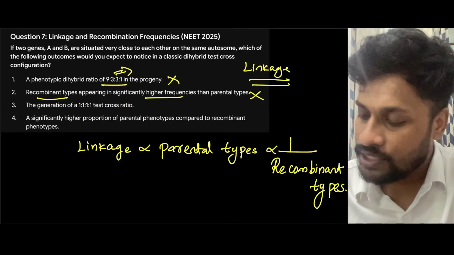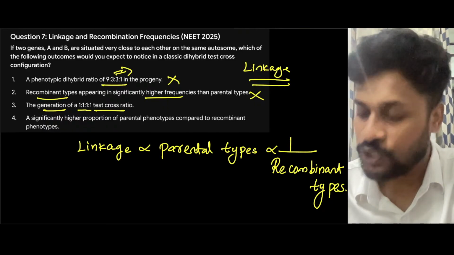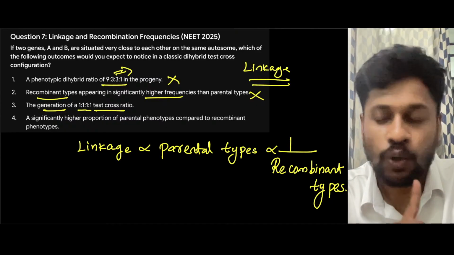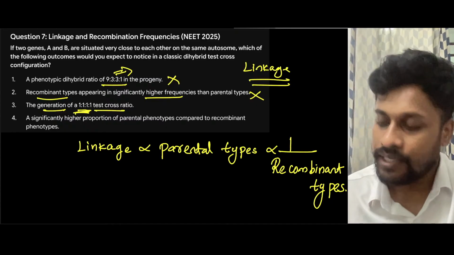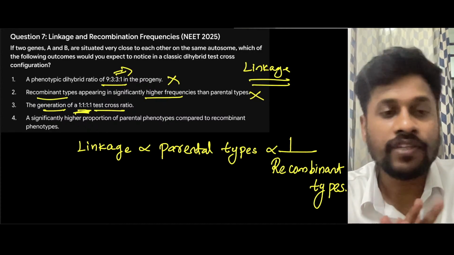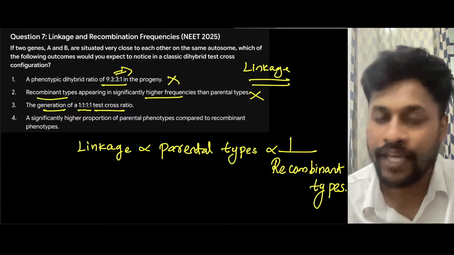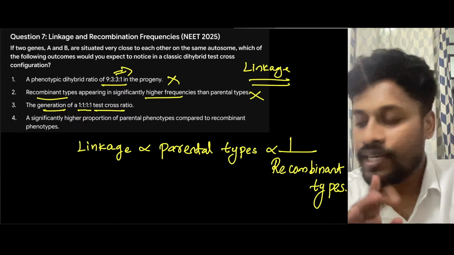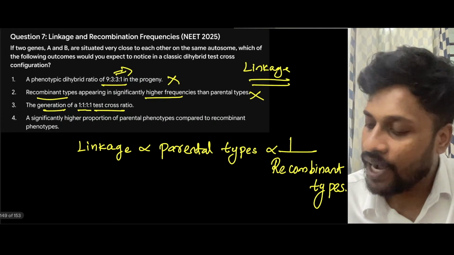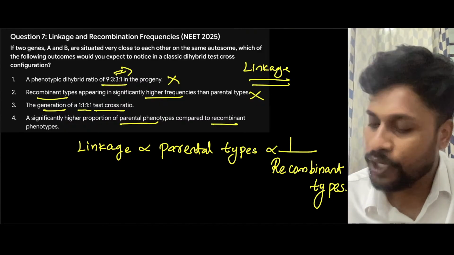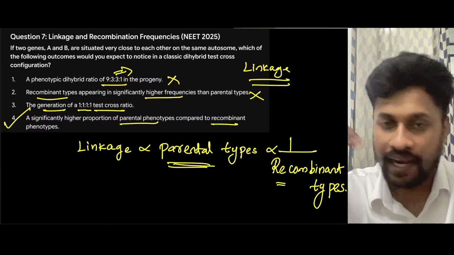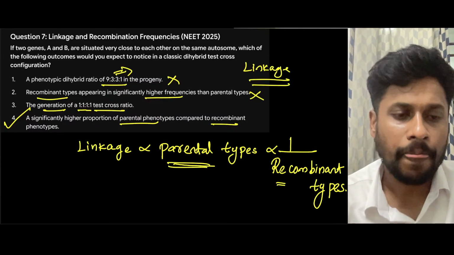Hence, it is wrong. Generation of 1:1:1:1 test cross ratio. Again, guys, since linkage is present, test cross ratio won't be this. This we will be getting in a normal test cross. If there is no linkage, yes, we will be getting this ratio in test cross. But since there is linkage, this is not possible, right? Significantly higher proportion of parental phenotype compared to recombinant. Yes, this is true. If linkage is more, parental is more, recombinant less, right? Very easy.